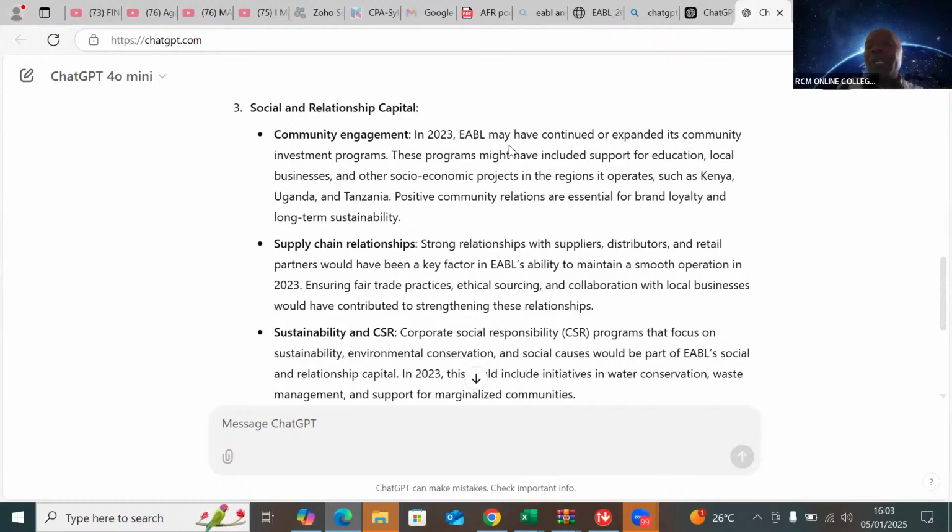In 2023, STDK may have continued or expanded its community investment programs. These programs might have included support for education, local businesses, and other socio-economic projects in the regions it operates, such as Kenya, Uganda, and Tanzania. Positive community relations are essential for brand loyalty and long-term sustainability. Supply chain relationships: strong relationships with suppliers, distributors, and retail partners would have been a key factor in STDK's ability to maintain a smooth operation in 2023.